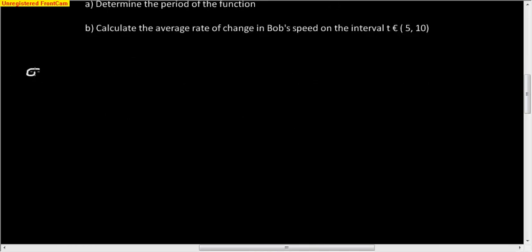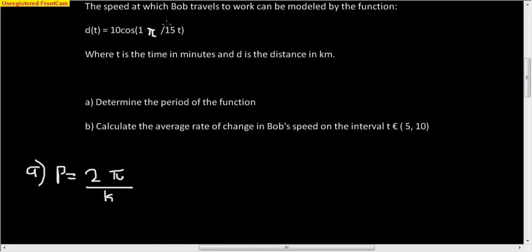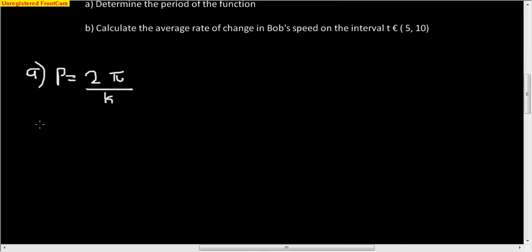Now, if you remember, period equals 2 pi divided by k. It's 2 pi because 2 pi is the base period for both sine and cosine functions. So the k value either horizontally compresses or stretches the period, so it affects the period because it stretches or compresses the graph. In this case, it's going to be stretching the graph.